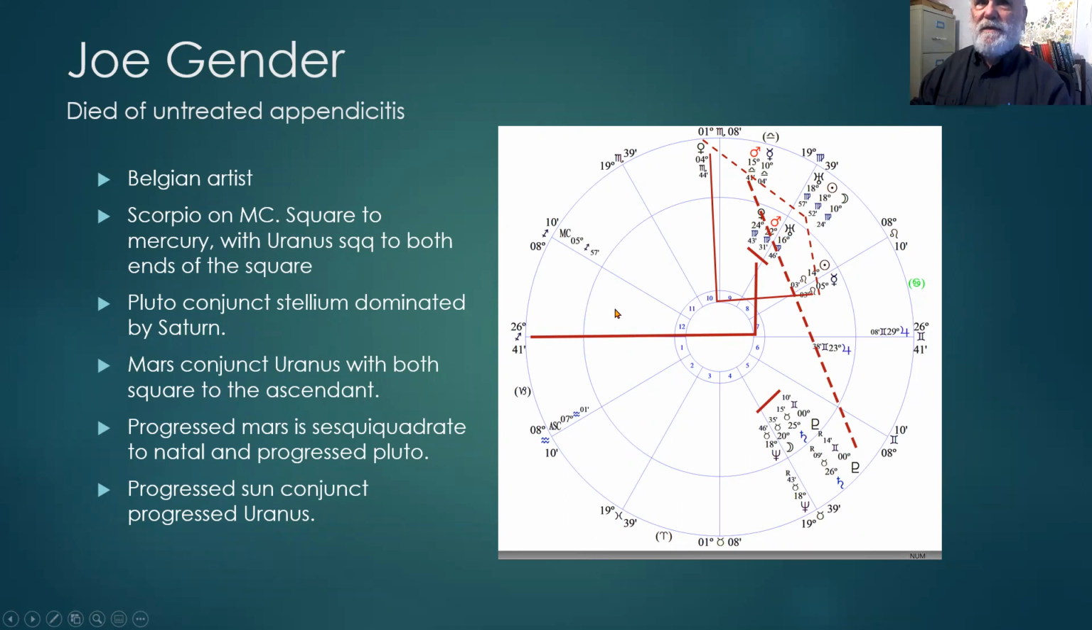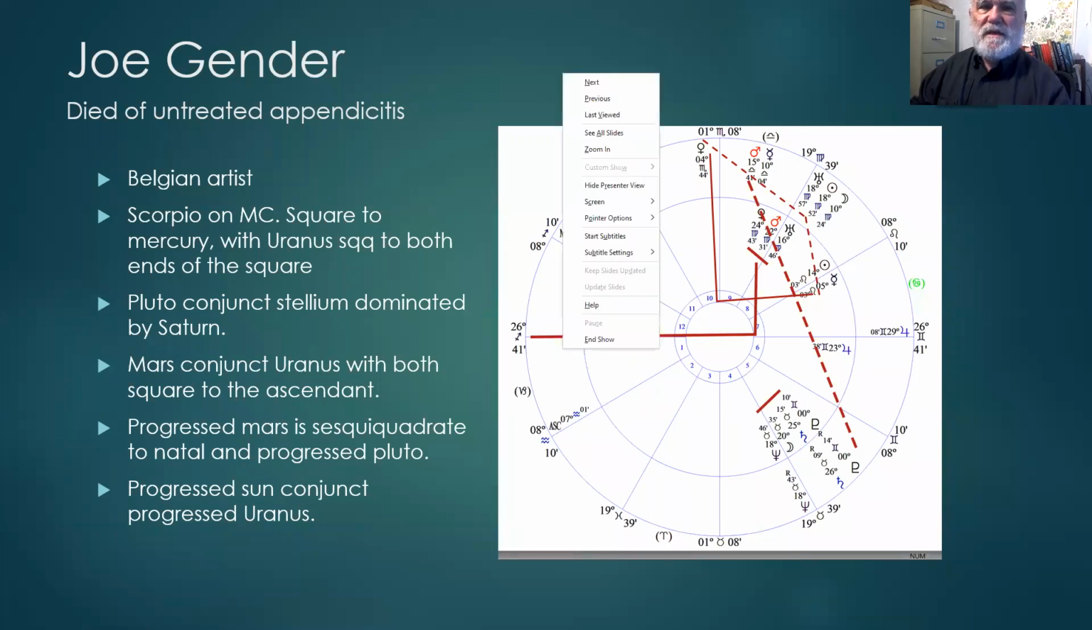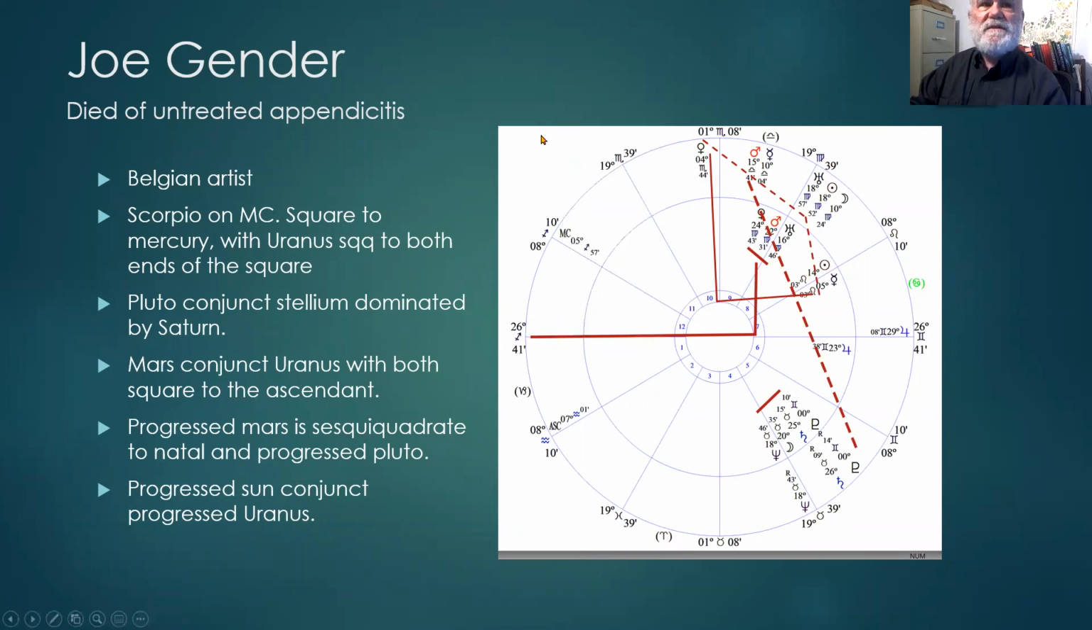And these are square to the ascendant. There's the aerial into the body. And you see the progressed Mars is sesquiquadrate to natal and progressed Pluto. And you see this is an overwhelming discord relating to the sign of Scorpio there.